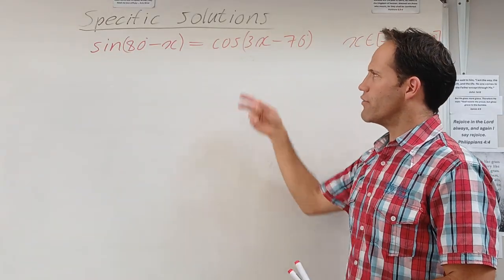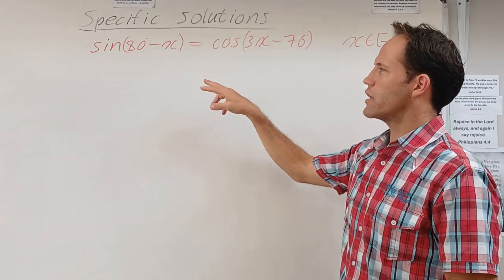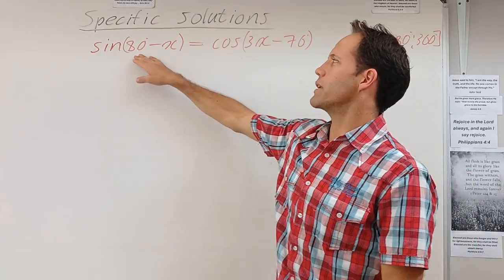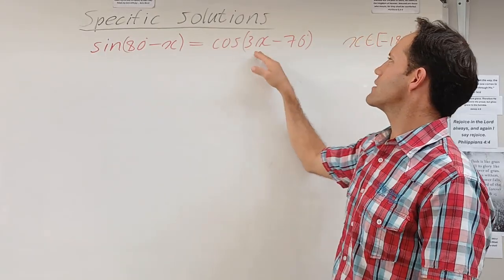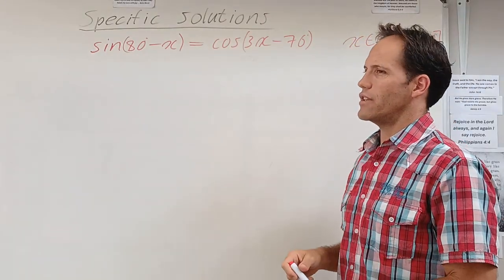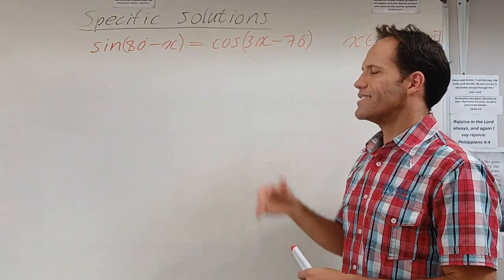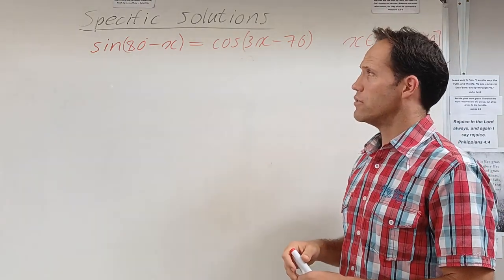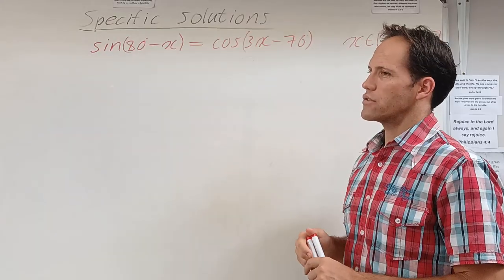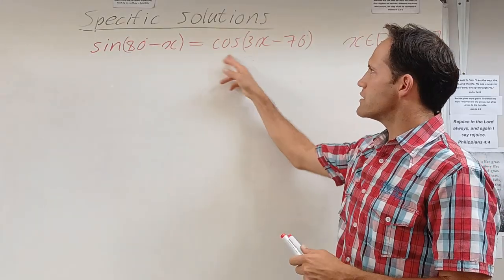Sometimes you can divide by cos and change it to tan, but you can only do that if the angles are the same. But here you've got an 80 minus x and a 3x minus 76. So the angles are completely different, so you can't divide by cos. Now you have to use co-ratios. You can change the cos.